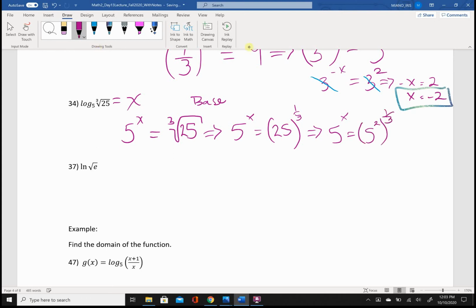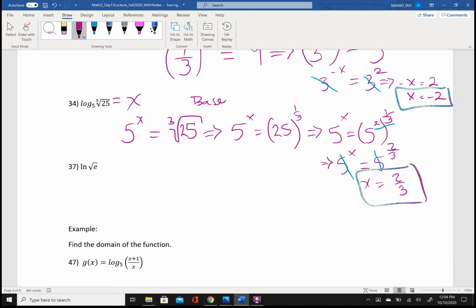Let's use a little bit of power rule to multiply these two exponents together, and we will get 5 to the x power equals 5 to the 2/3 power, right? Because 2 times 1/3, that's 2/3. We can go ahead and slash away those bases. x equals 2/3. And we're done with that one.